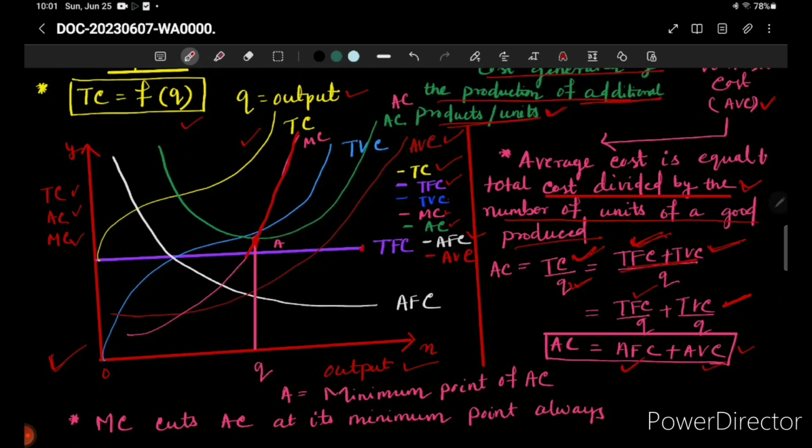So here you can see the diagrammatic representation of the cost functions. We all know that cost is a function of output. So for this I have taken output on the x-axis, and on the y-axis total cost, average cost and marginal cost.